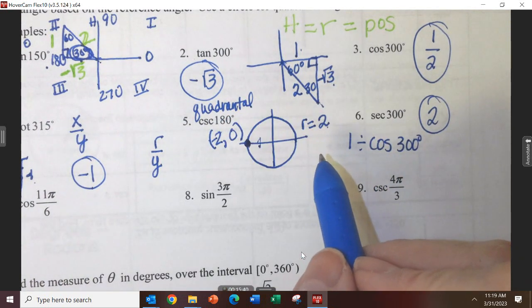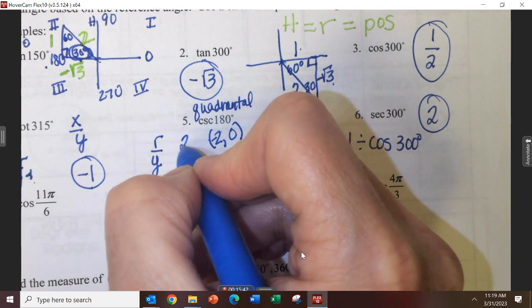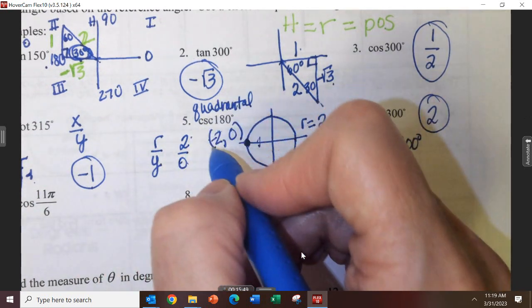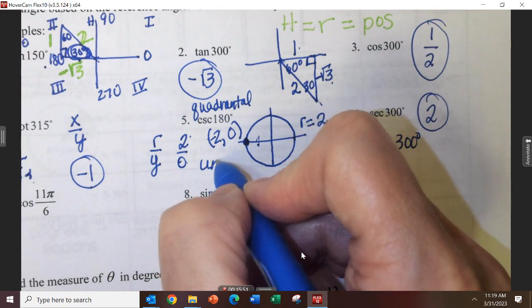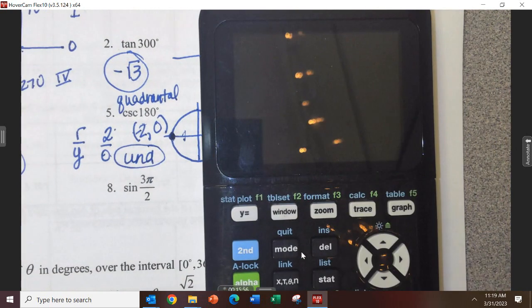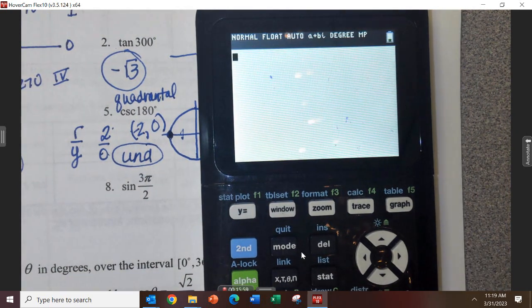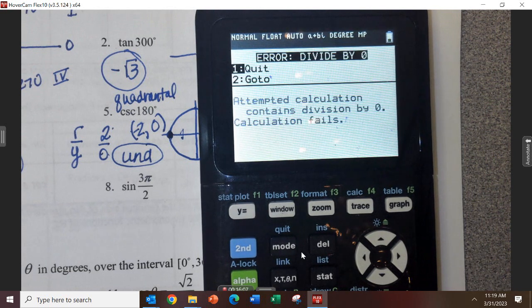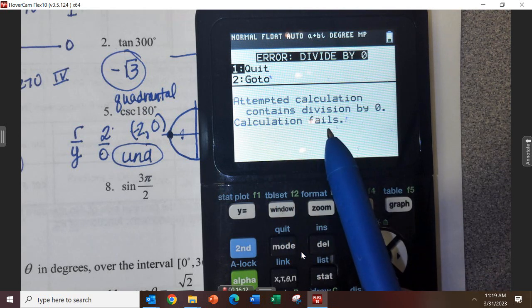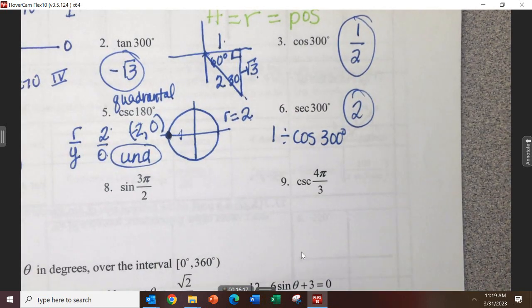What is the r value? 2. What is the y value? 0. What do we call that? 2 divided by 0. Undefined. Okay, weird answer. We need to check. How do I type it in to check? 1 divided by sine of 180. Look, attempted calculation contains division by 0. Calculation fails. What do you think that means? Undefined. Great. We're right.